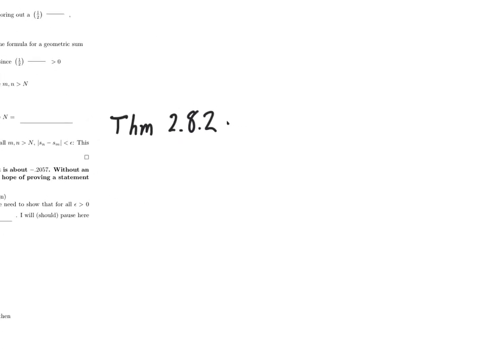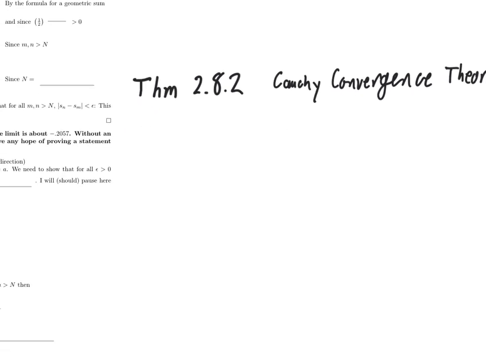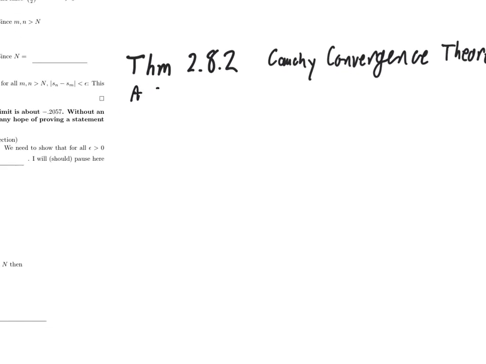Theorem 2.8.2 above, the Cauchy convergence theorem. It says that a sequence is Cauchy if and only if it converges.